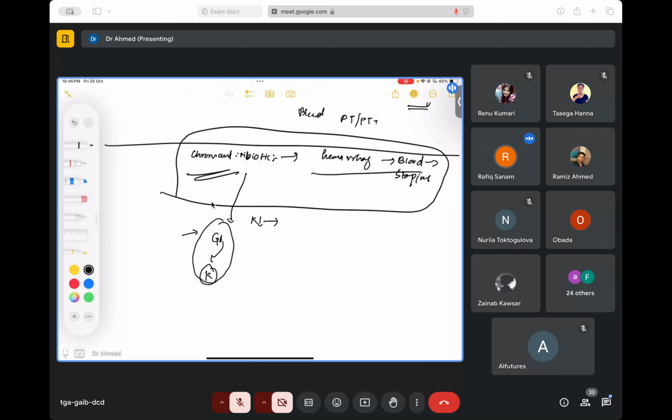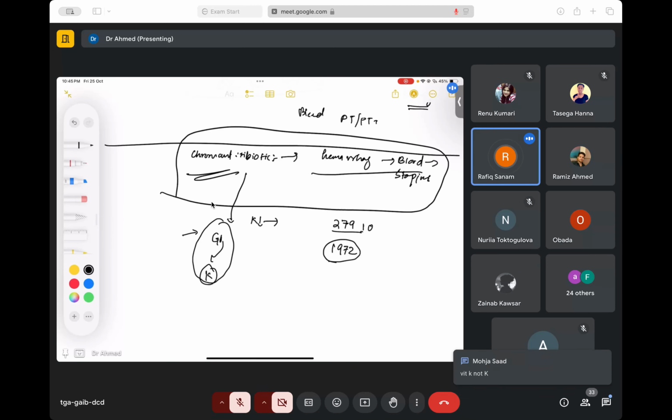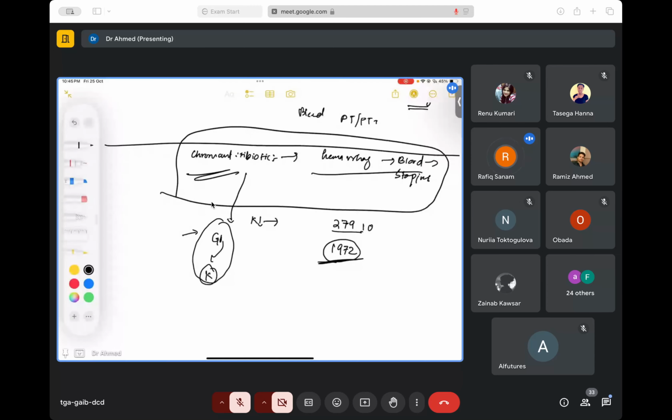Vitamin K is going to help in gamma carboxylation of some of the factors. What are those? 2, 7, 9, 10, or 1972. Once your 1972 do not form, what happens? There is a defect in your coagulation factors, in the coagulation cascade. If the coagulation cascade is diminished, it means you won't see the formation of that fibrin in secondary hemostasis.